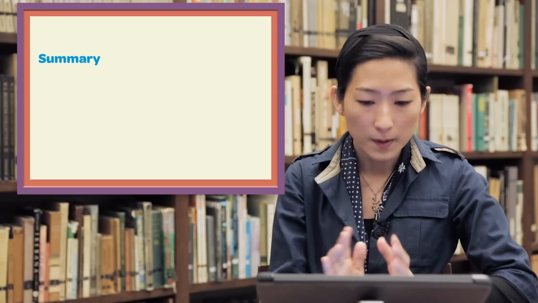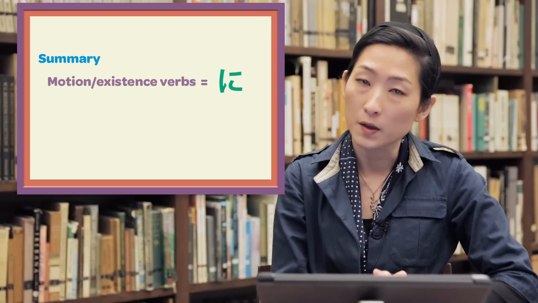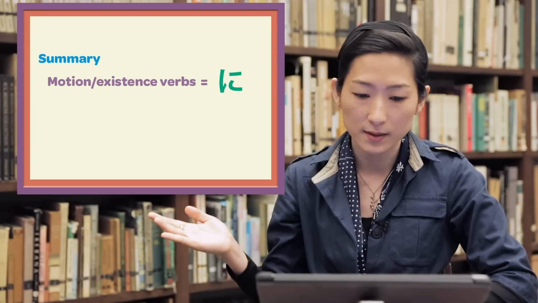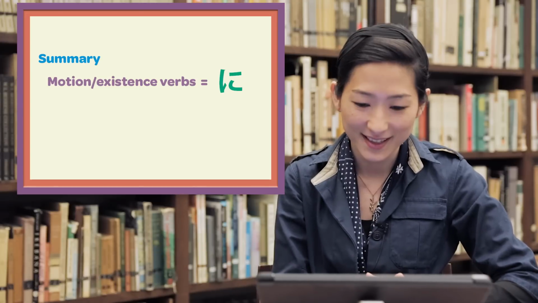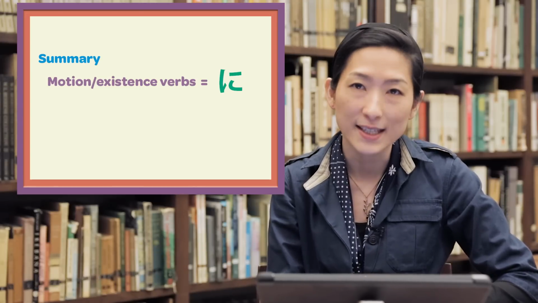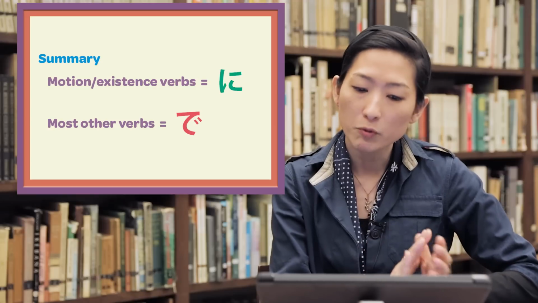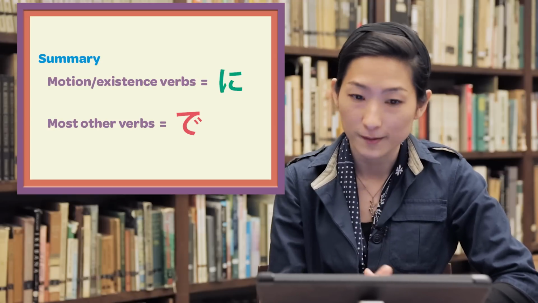So to sum it up, if you're using one of these motion verbs, 行きます、来ます or 帰ります, or existence verbs, あります and います, in your sentence, you use the particle ni. With most other verbs, remember to use de for the place word.